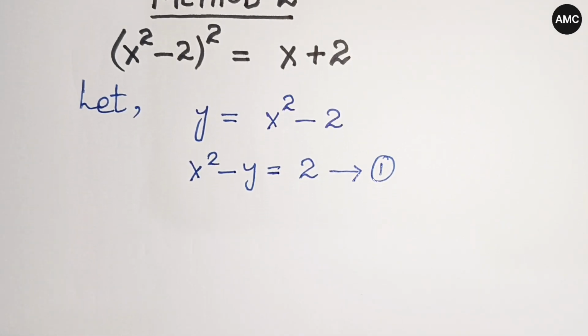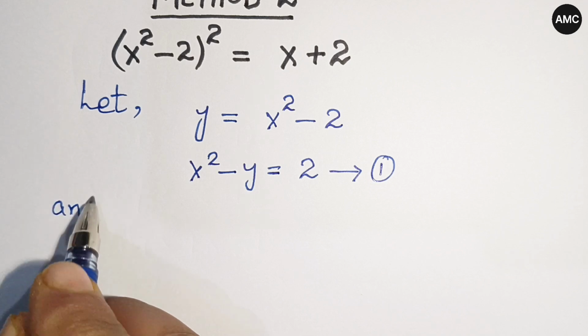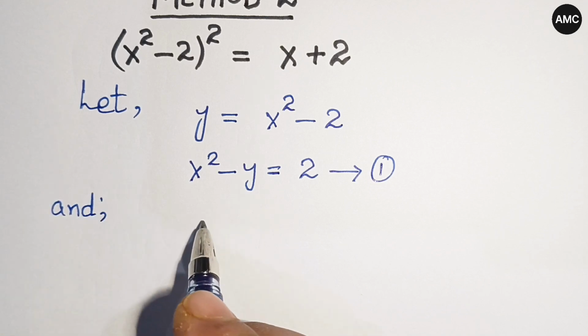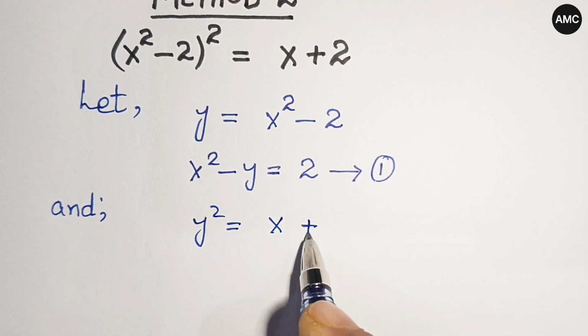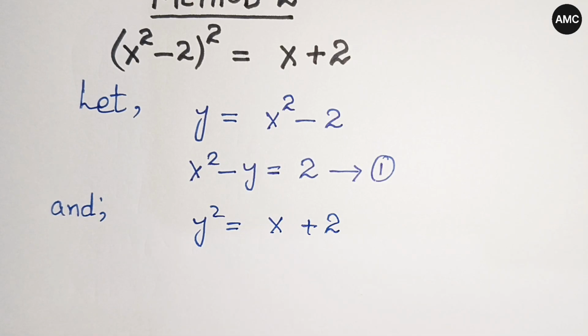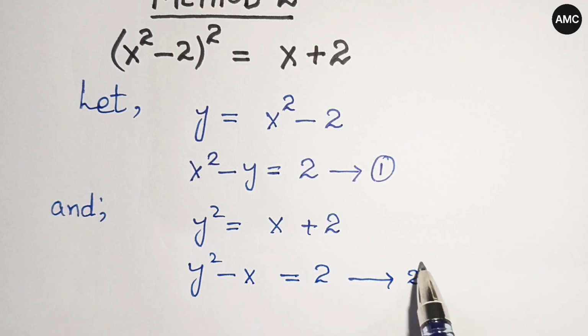Now we are going to again suppose that y squared is equal to x plus 2, y squared is equal to x plus 2. Now shifting this x, we get y squared minus x is equal to 2. So let's say it is our equation number 2.